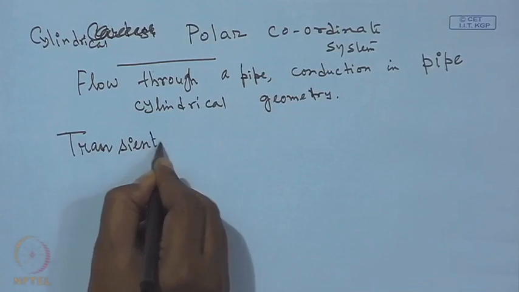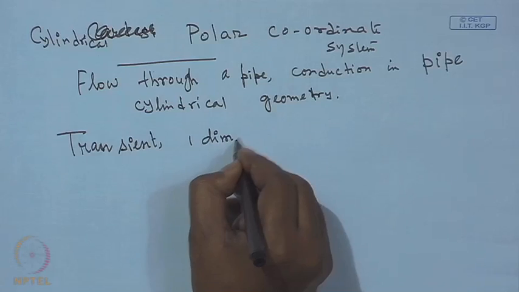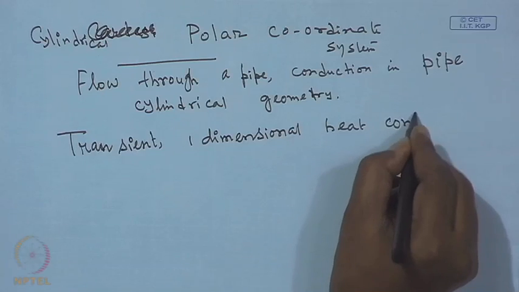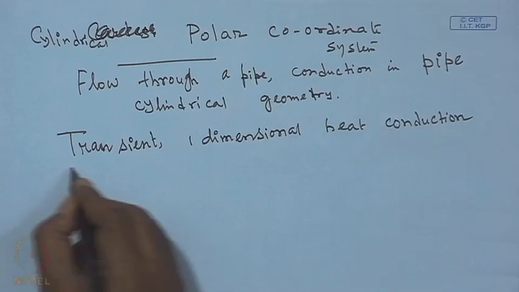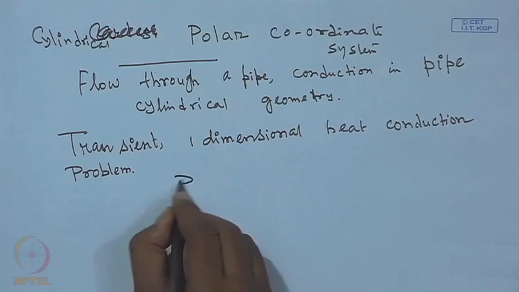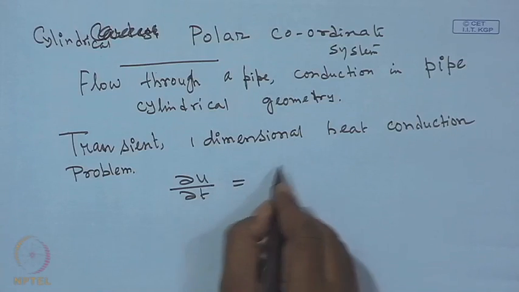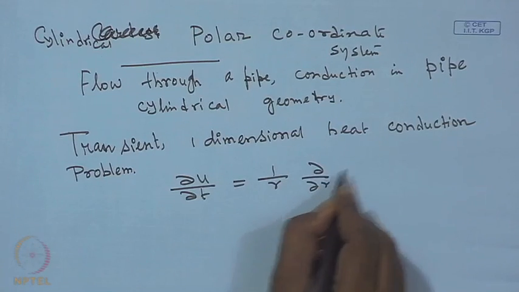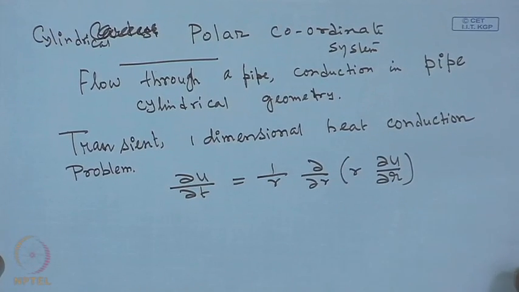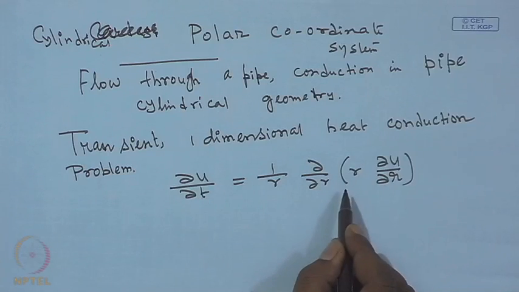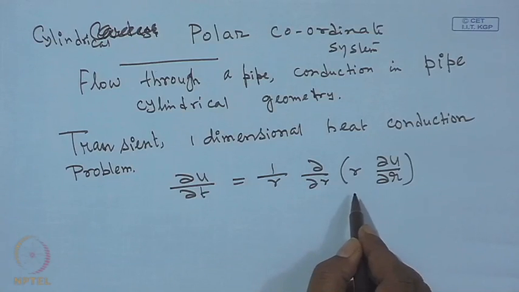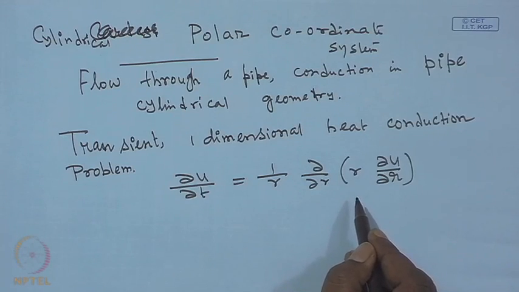Transient one dimensional heat conduction problem. So, the governing equation becomes del u del t is equal to 1 over r del r del u del r. Okay. So, this is the governing equation. This is transient, one dimension in time, another dimension in space, and 1 by r del r del r is the operator in the cylindrical polar coordinate system.